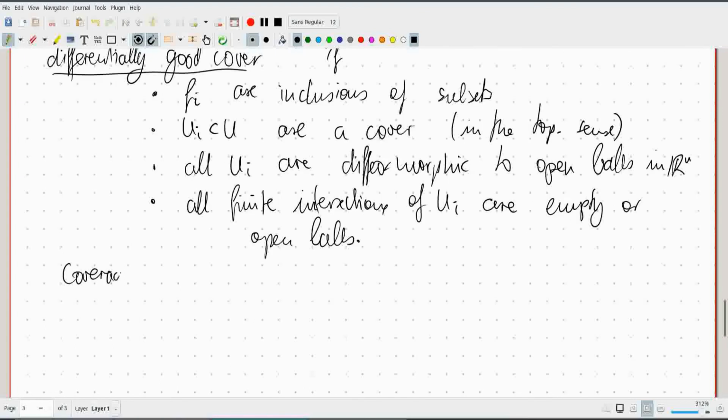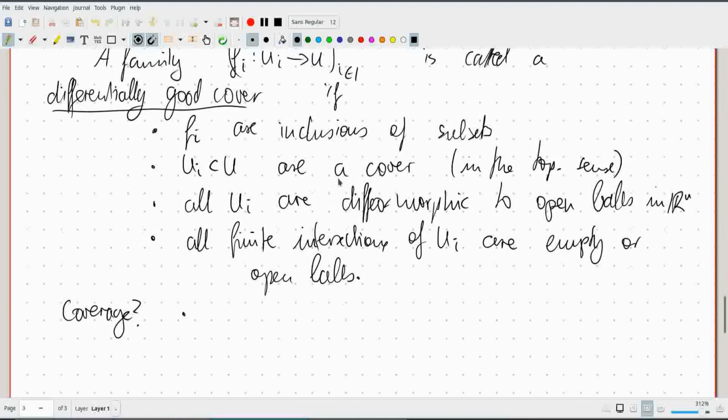Now the question is, does this form a coverage? Firstly, does every manifold have such a differentially good cover? The answer is yes, but that's not straightforward. But essentially it boils down to we can cover every manifold by charts, so by open subsets of R^n. So ultimately our question reduces to, does any open subset of R^n have a differentially good cover? And you can show that that is indeed the case. So every object has a cover. Check.